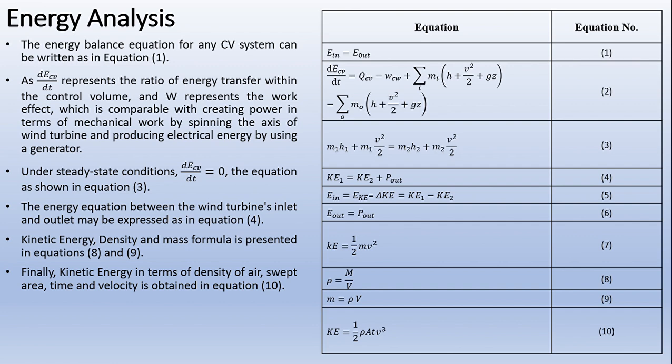And the energy equation between the wind turbine inlet and the outlet may be expressed as in equation number 4. Now, it is very difficult to find out the mass of air, therefore, the kinetic energy is expressed in terms of density, and we know the density is defined as mass per unit volume. Finally, the kinetic energy in terms of density of air, swept area, time and the velocity is obtained from equation number 10.